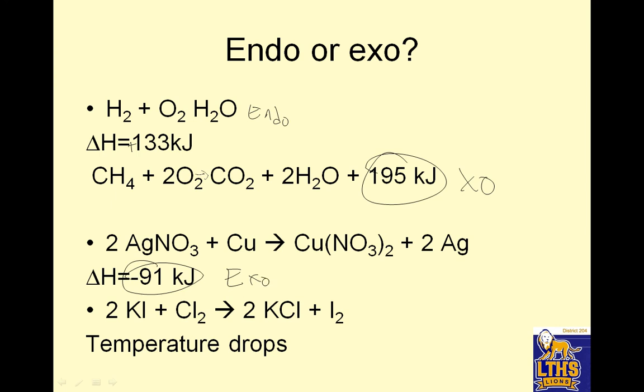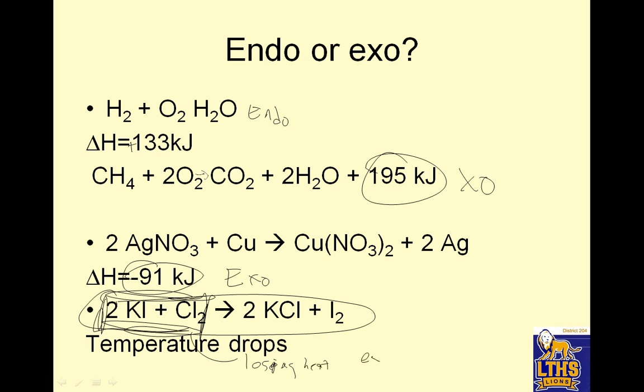If I do this and the temperature drops, so that means my reactants, right here, its temperature is going down, right? So it is losing heat. Its temperature is dropping because it is losing heat. That means it is exothermic.